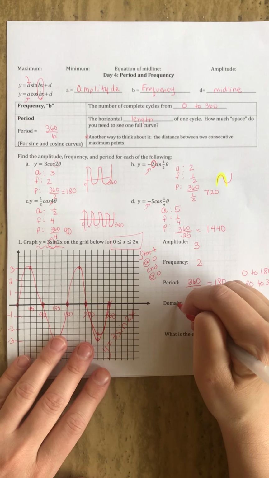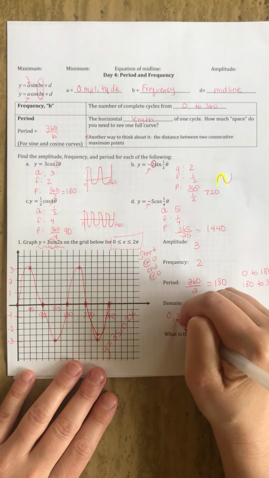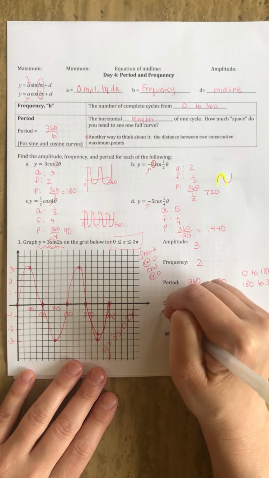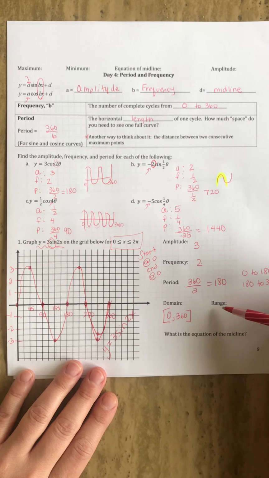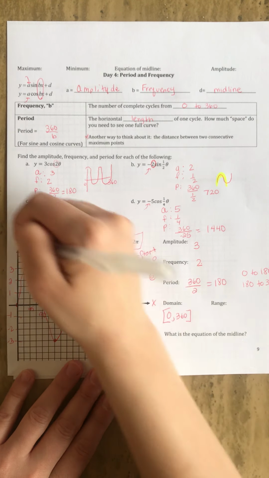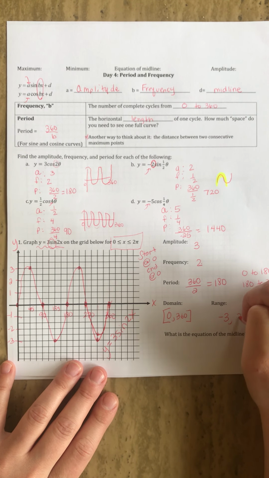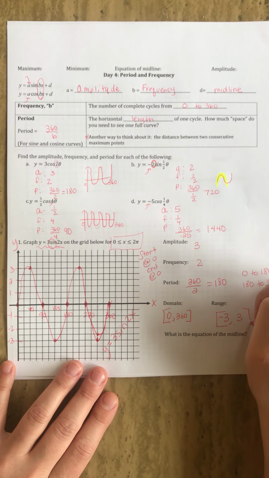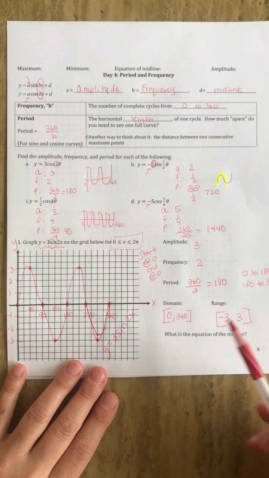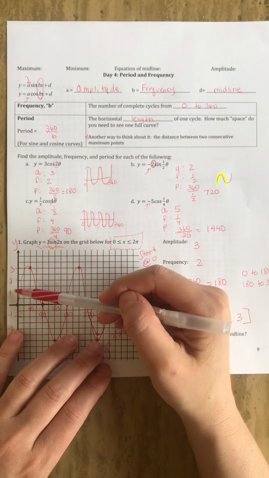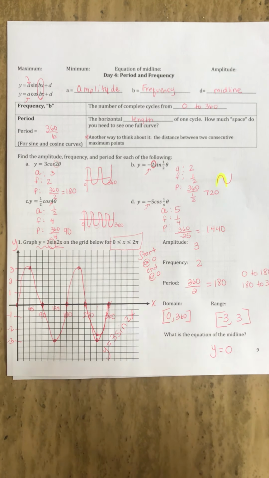You guys can see the domain, that's our x values. We're going from 0 to 360. Make sure that you have a bracket because those are included. The range are my y values, how low to how high. You guys are going from -3 to +3. And the equation of the midline is the midpoint between your max and your min, and you're going to see that it's right there at y is equal to 0.